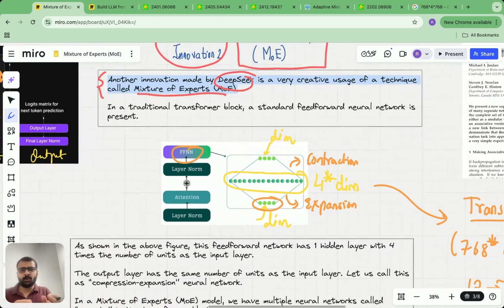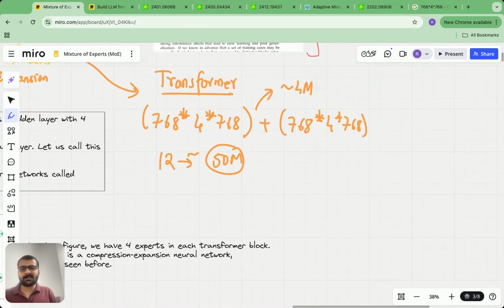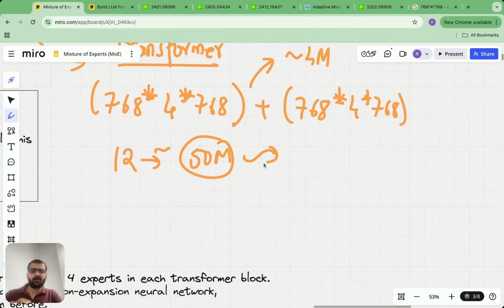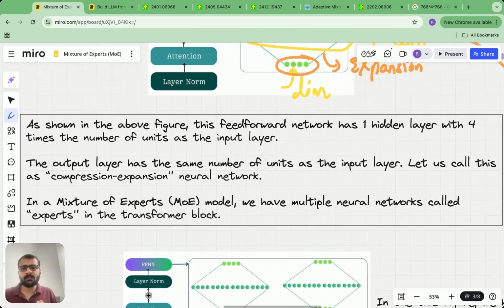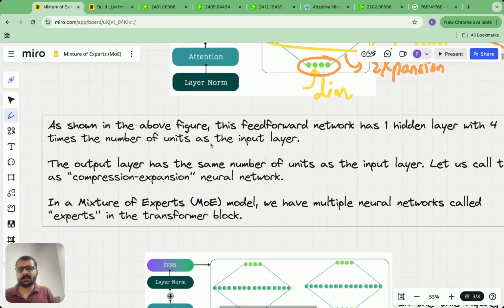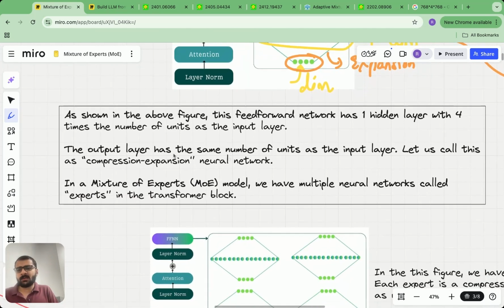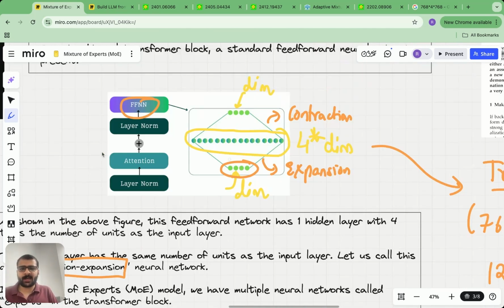The reason I'm showing this to you is because the feed forward neural network has a lot of parameters. And this affects the training time of the language model as a whole. This increases the training time of the language model, and it also increases the inference time of the language model. Mixture of experts optimizes this by reducing the pre-training time, and it also reduces the inference time. And now let's see how mixture of experts does this. First, what I've written here is that we call this neural network the compression expansion or the expansion contraction neural network.